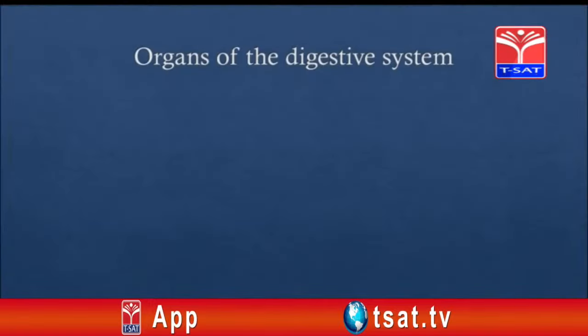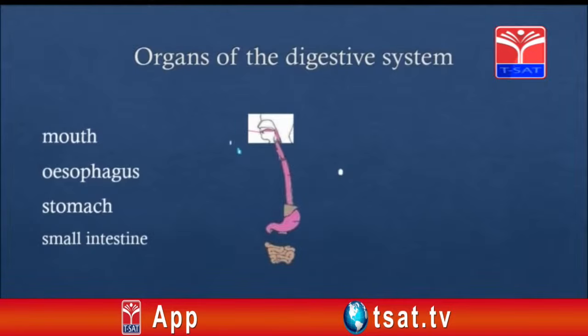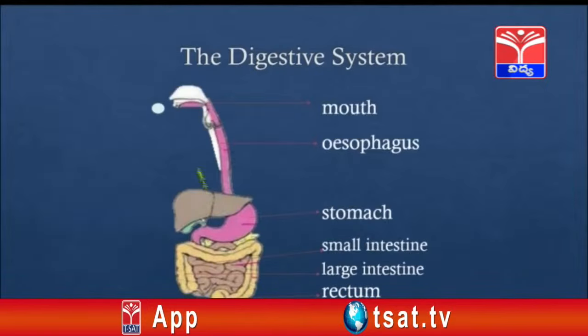Organs of the digestive system: mouth, esophagus, stomach, small intestine, large intestine, rectum, and anus. The digestive system is made up of numerous organs and they function collectively.